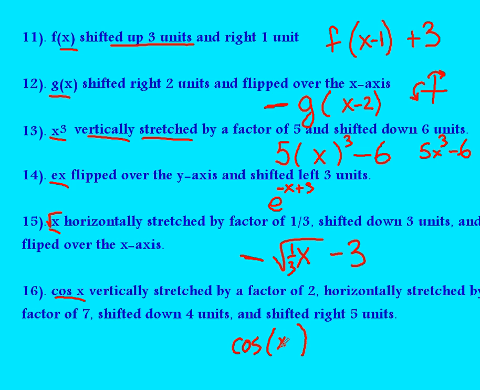Vertically stretched, vertical, outside stretch: multiplication by a factor of 2. Horizontal stretch, horizontal inside stretch: multiplication by a factor of 7. Okay, we then have some shifts. Shifted down, down is vertical, so down 4 units on the outside. Shifted right, that's on the inside, 5 units, and again, if I want it right, it needs to be backwards, so that's a -5 on the inside.